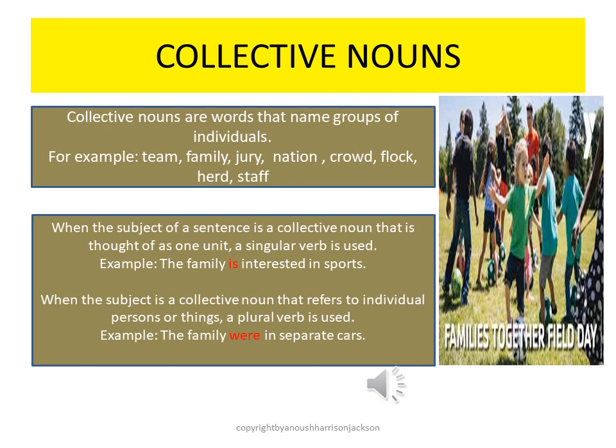When the subject of a sentence is a collective noun that is thought of as a single unit, a singular verb is used. For example, the family is interested in sports. When the collective noun refers to individual members of that unit or group, then a plural verb is used. For example, the family were in separate cars.